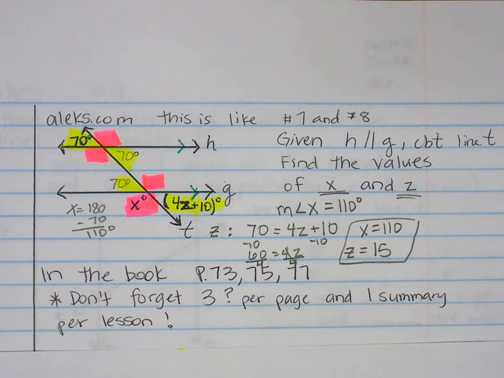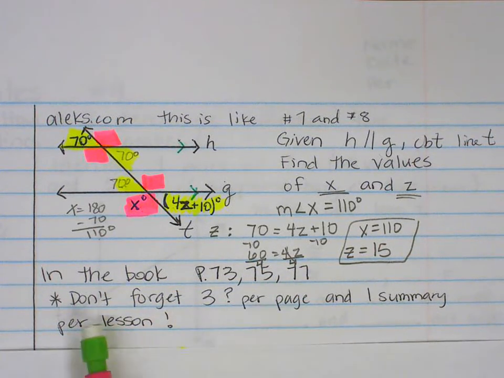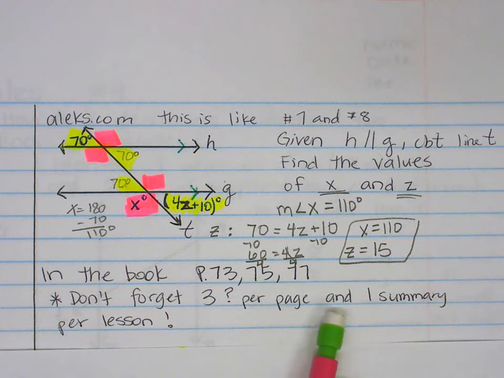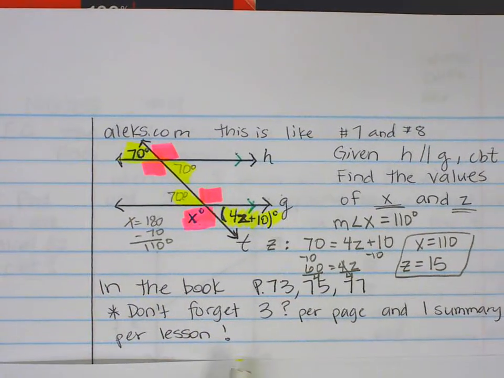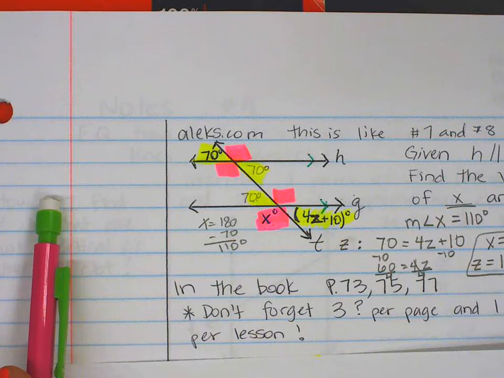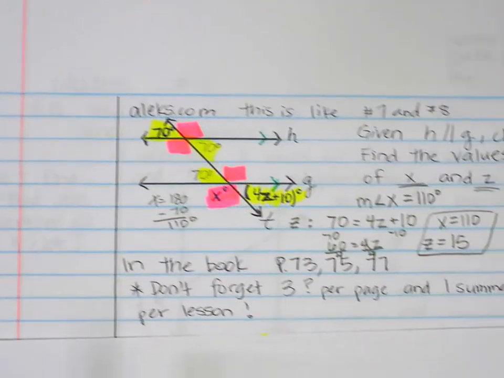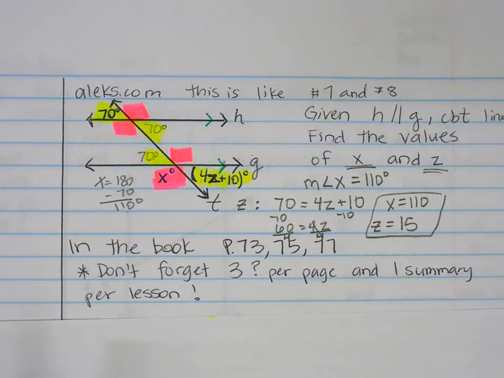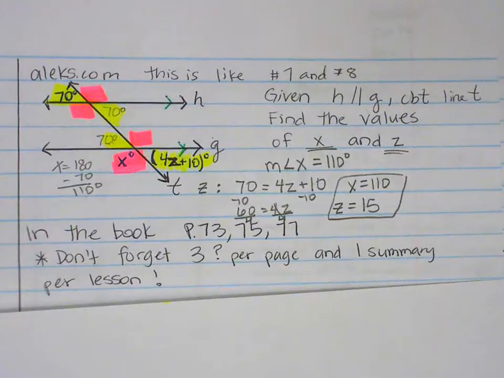So on the book, page 73, 75, 77. As you're going through your notes, don't forget 3 questions per page and 1 summary per lesson. I still have people forgetting that. So like if this was your notes and you had just this one little bit, you would still need 1 question to the left. On a full page, you need 3, kind of like by each hole punch. Okay, and then a summary at the end of each lesson. All right, so now I'm going to switch to the book, page 73.